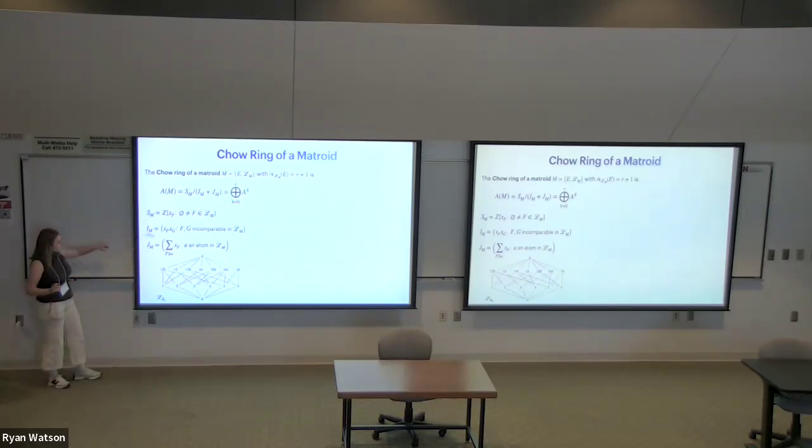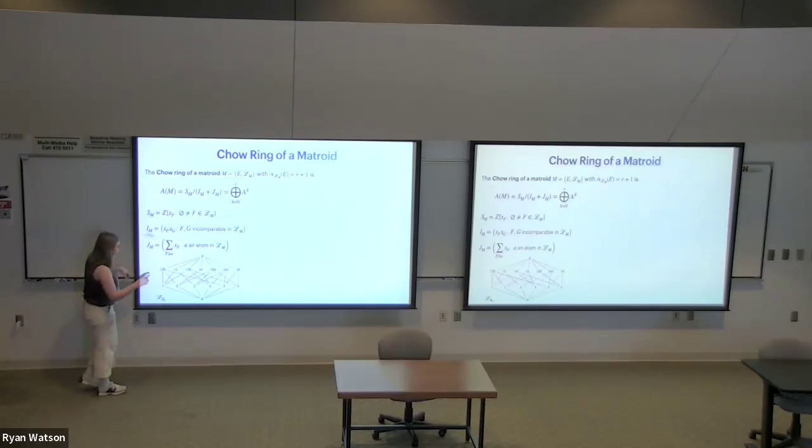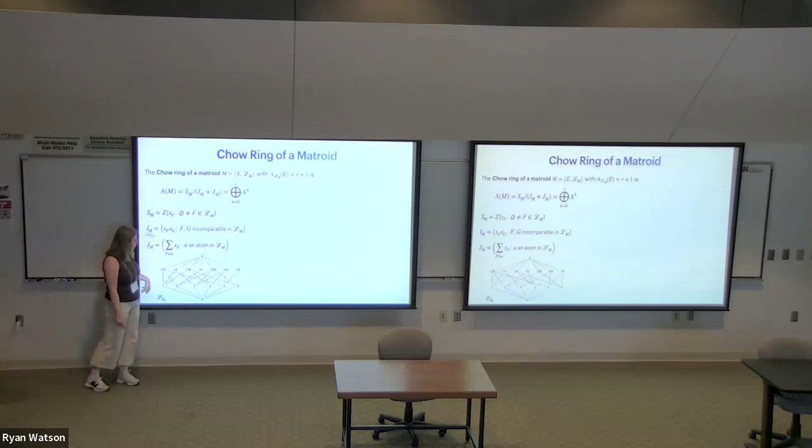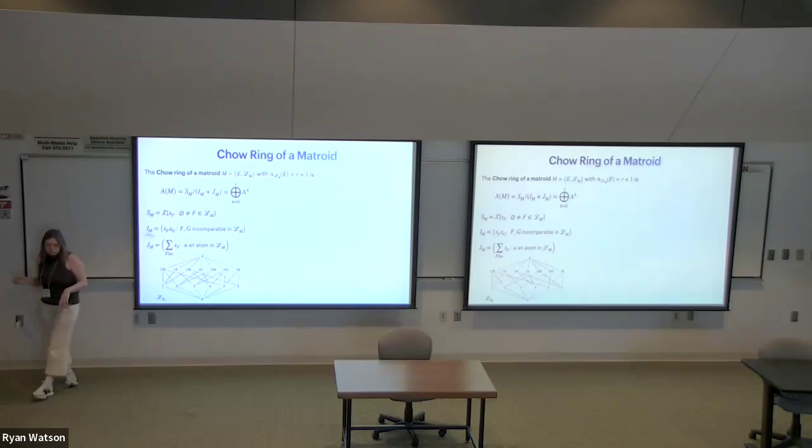And I also have an ideal that consists of linear forms, where I take an atom, so a rank 1 element, and I sum up all of the variables that are supported on flats that contain it. So for example, I can have x1 plus x125 plus x13 plus x146 plus x_E. That would be one of the linear forms in here.